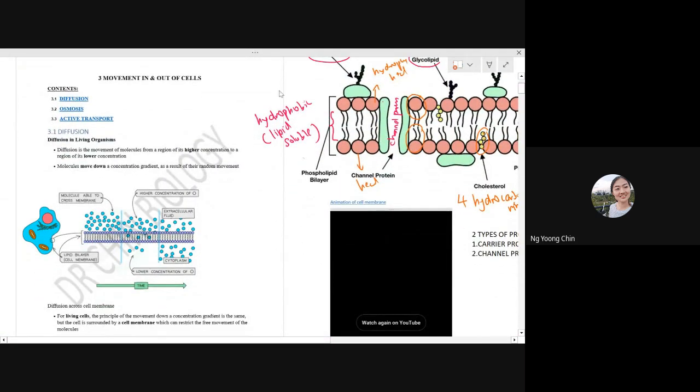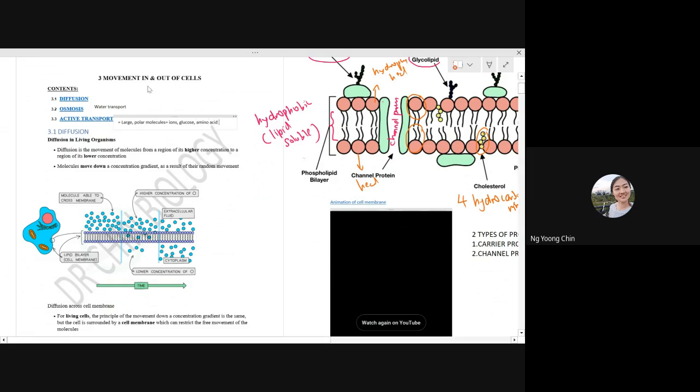In this topic we'll learn about three methods of transport in and out of the cell. Which are diffusion, or simple diffusion, and osmosis. Osmosis only involves water transport, just water, not other substances. And active transport, which involves the transport of large and polar molecules, like sodium ions, chloride ions, and also glucose and some amino acids. They are transported in this way.